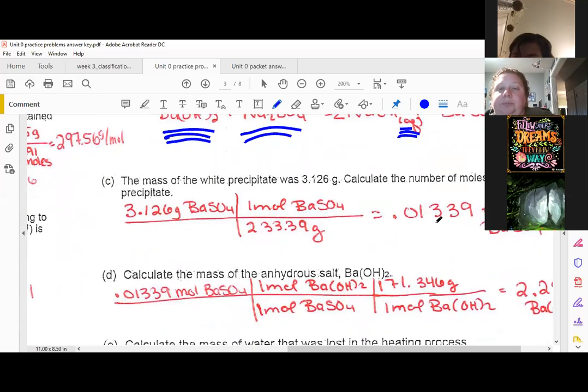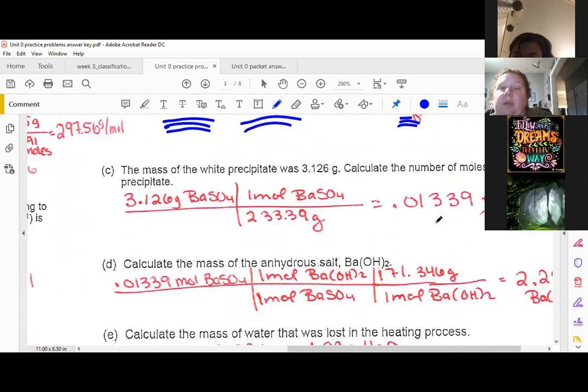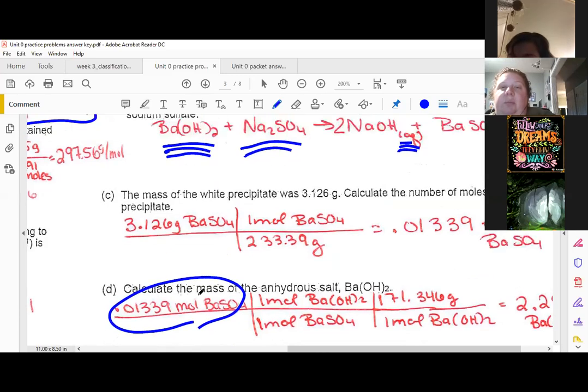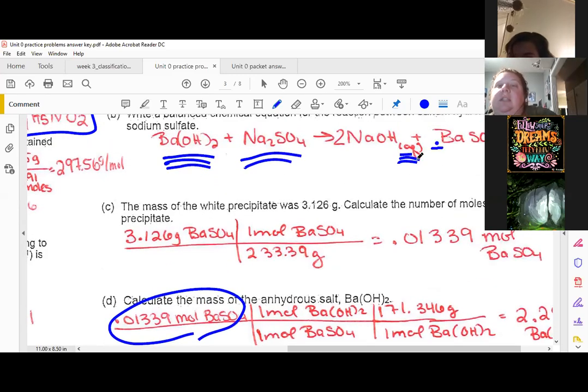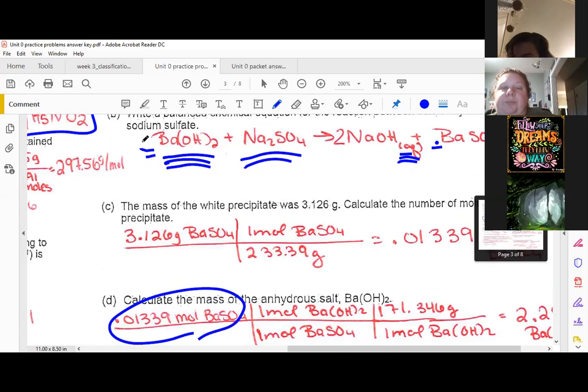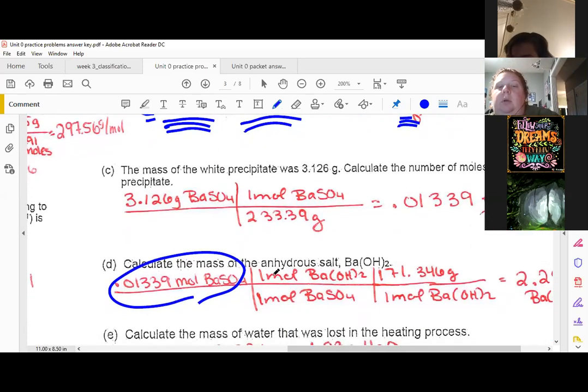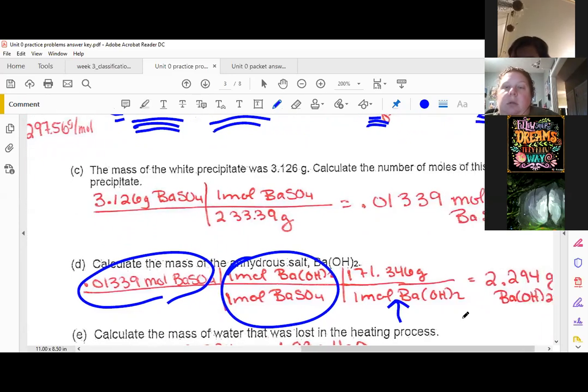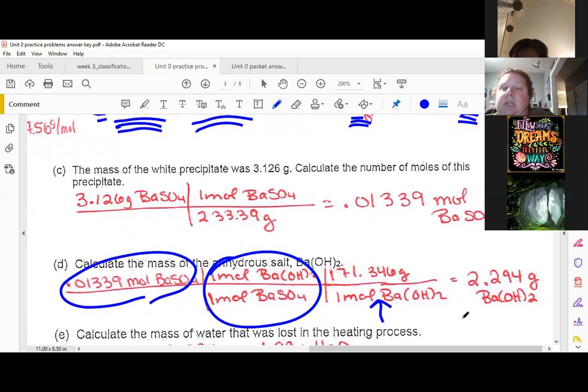And now again, just like we did on the MCl problem, I know how many moles of barium sulfate I have. I can go back up to my balanced equation and see that they have a 1-to-1 ratio. So I can go from talking about the barium sulfate to talking about the barium hydroxide. They specifically want the mass of that barium hydroxide, so then I have to use the molar mass of barium hydroxide to get to the grams of barium hydroxide.